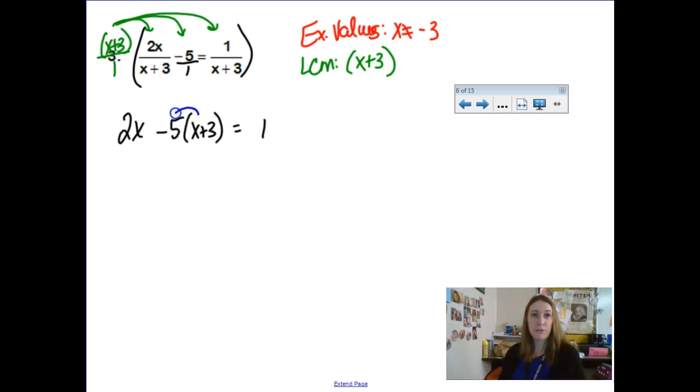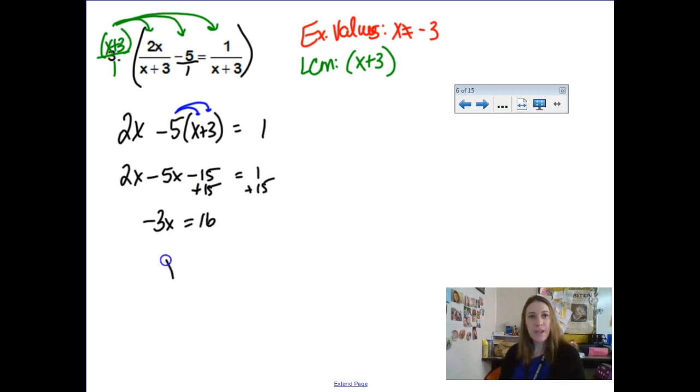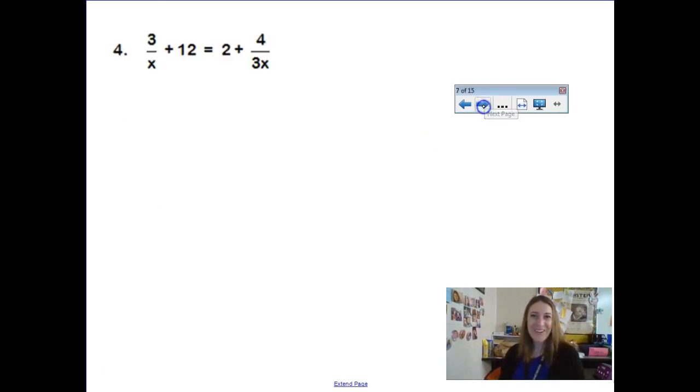So I'm going to distribute carefully, because I know little mistakes are costly here, negative 5. And you end up with 2x minus 5x minus 15 equals 1. So that's negative 3x. I'm going to add this 15 over here. Equals 16. And x equals some gross fraction of negative 16/3, which is not negative 3, clearly, so I'm going to keep it. Good answer. Supposedly. I don't know.